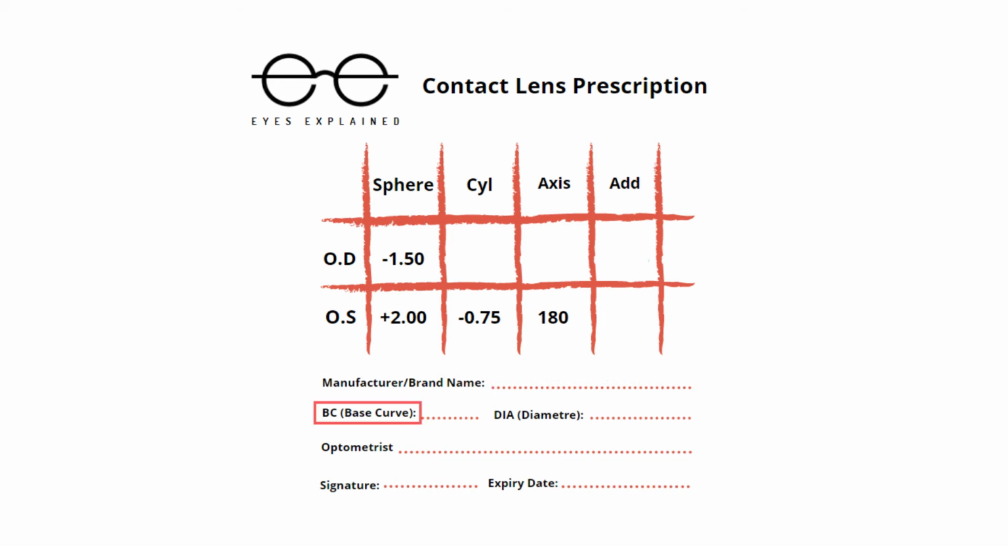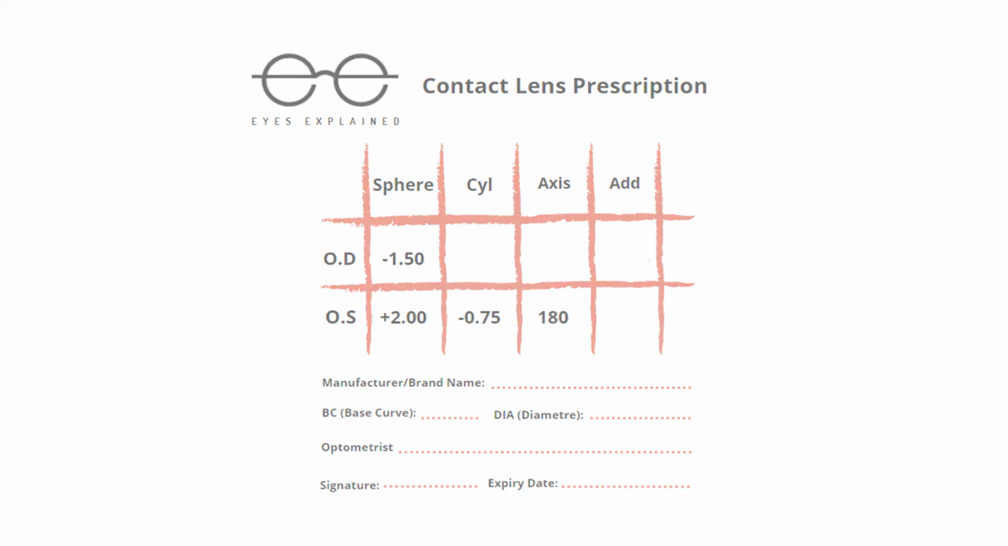On the contact script, you'll see BC, which means base curve, which is the radius of the contact lens measured in millimeters. This tells us how steep or flat the curvature of the contact lens is. If the lens is too steep for your eyes, it will be too tight, and this prevents oxygen getting to the eyes and cause complications. And if the contact lens is too flat, it will be too loose and cause excessive movement and fluctuating vision on the eye. So we need it just right.